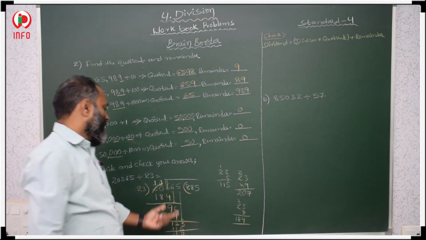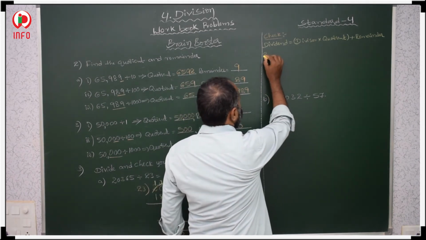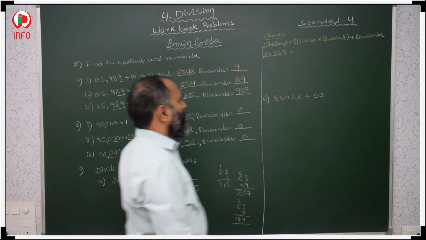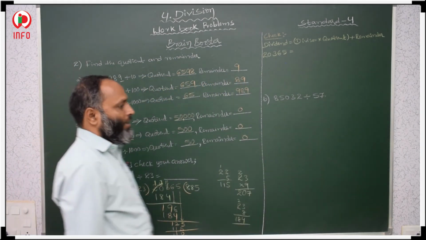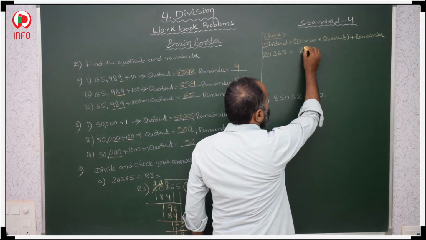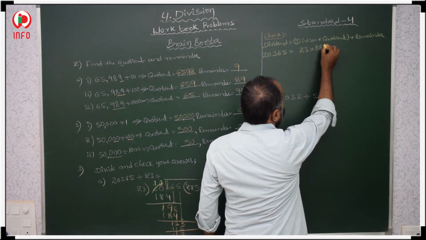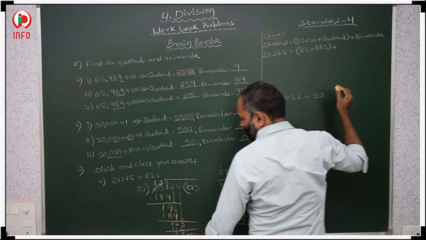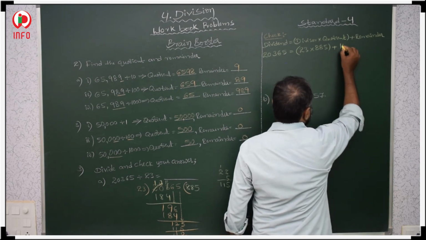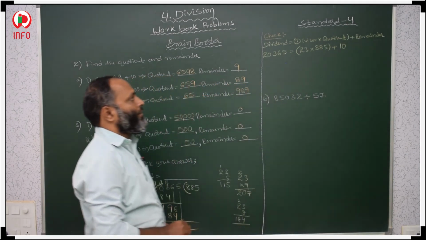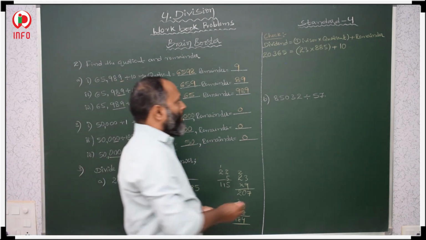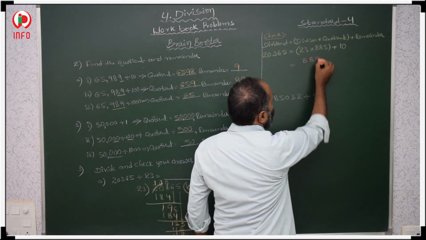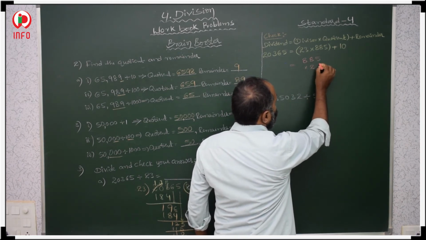What is the dividend? 20,365. This is our dividend. And what is the divisor? 23 into 885 plus remainder. What is the remainder here? 10 is our remainder. Now here we have to multiply 885 with 23.